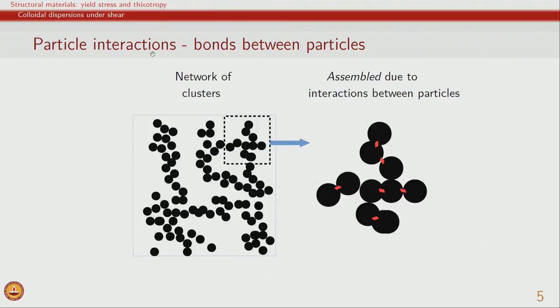So, if we look at, let us say, the particle interactions and consider that two particles are next to each other and they are bonded to each other because there is an attraction. So, therefore, these particles are assembled due to interaction between particles, and so there is an energy required to pull these particles apart because they are as if they are connected to each other with a spring. And so, the assembly of particles in such a case is due to interaction between particles. So, now the question is what happens to this assembly or this network of clusters when we apply shear on it.